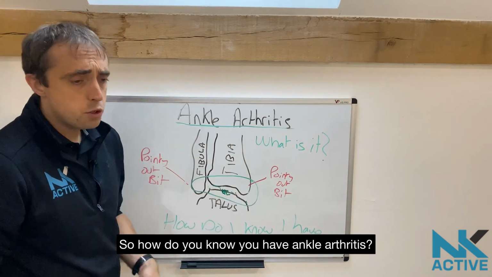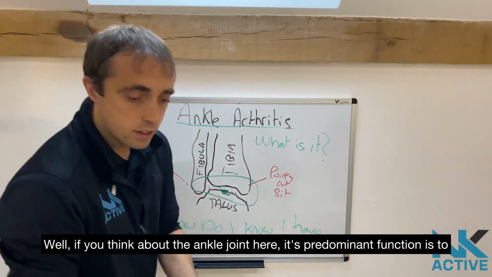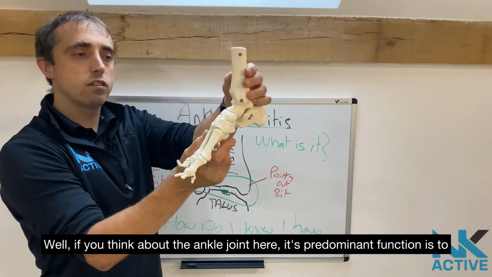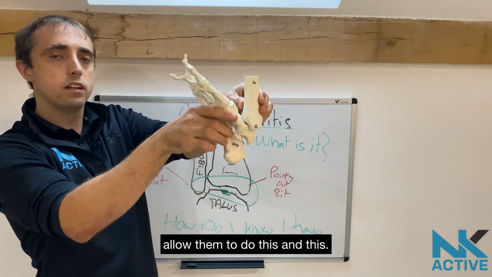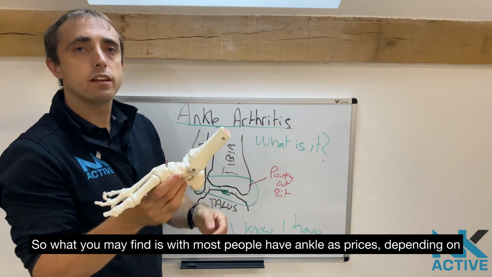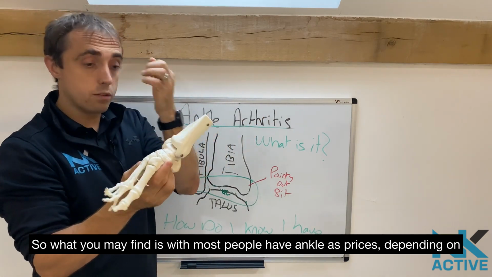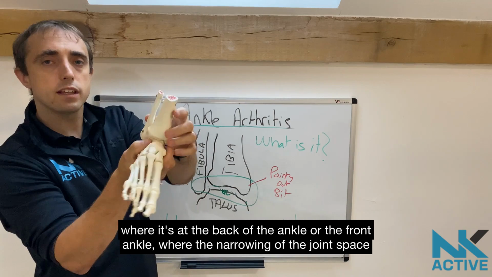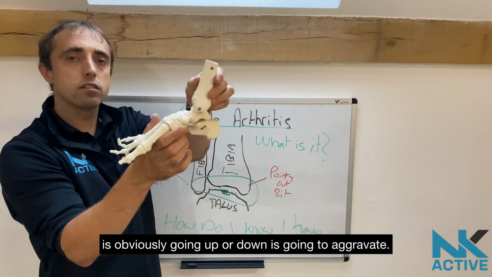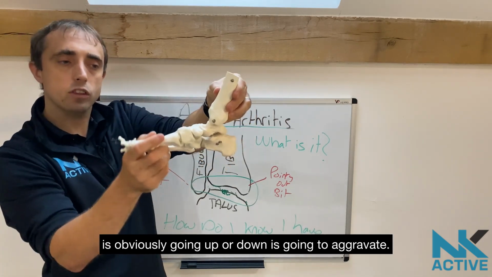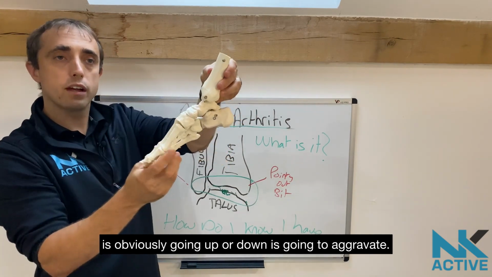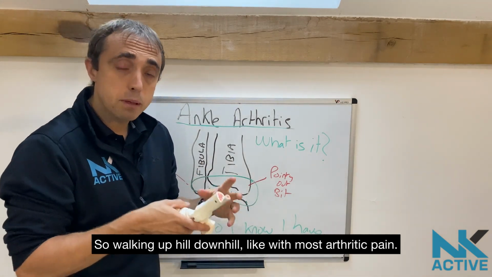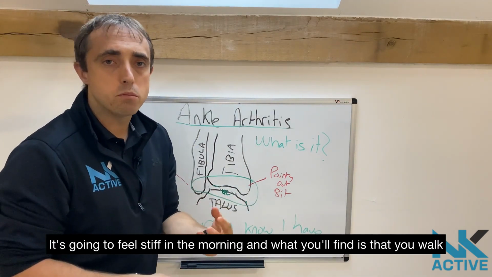So how do you know you have ankle arthritis? Well, if we think about the ankle joint here, its predominant function is to allow the foot to do this and this. So what you may find, with most people with ankle arthritis, depending on whether it's at the back of the ankle or the front of the ankle, where the narrowing of the joint space is, obviously going up or down is going to aggravate it.